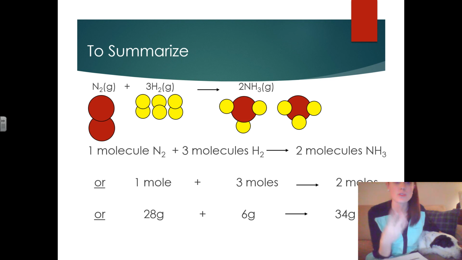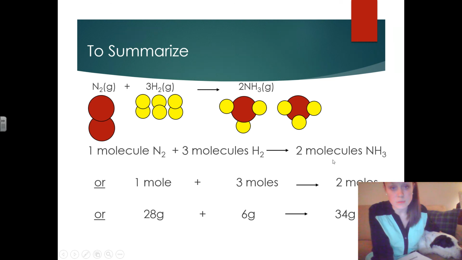So to summarize, there are 3 ways to interpret a chemical equation. You can interpret it by particle, which is where we read it out like 1 molecule of nitrogen reacts with 3 molecules of hydrogen to form 2 molecules of ammonia. Or you can interpret it by mole, and you would know the number of moles of each molecule by the coefficients. So 1 mole of nitrogen reacts with 3 moles of hydrogen to form 2 moles of ammonia.